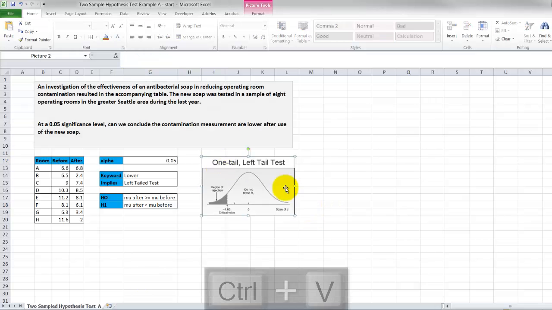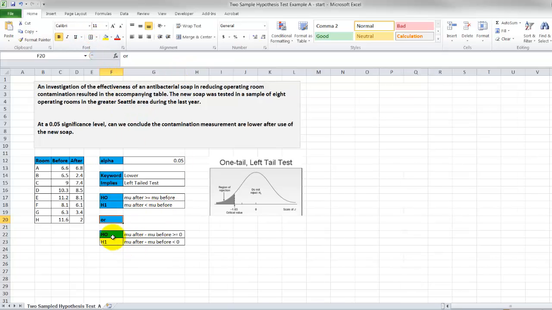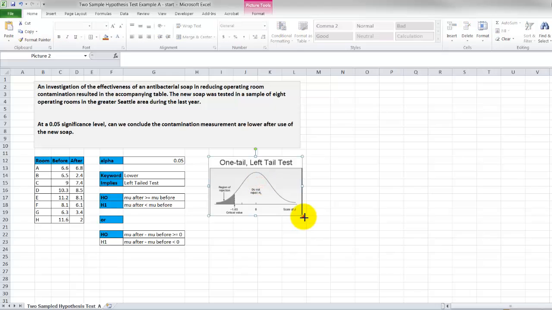Okay, so I'm going to paste that here, and I'm going to rewrite this statement. I'm just going to say, or the alternative way to write this is H0: mu after minus mu before is greater than or equal to 0. The H1 is mu after minus mu before is less than 0. So to me, this way makes a lot more sense because it actually mimics the figures in the formula sheet.